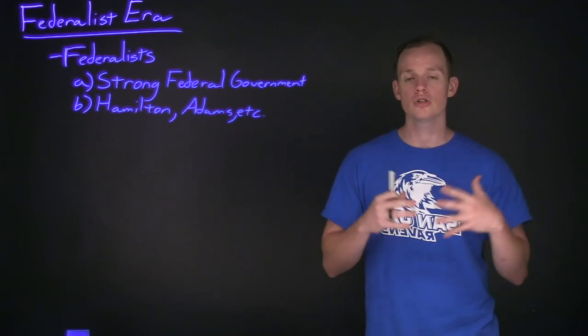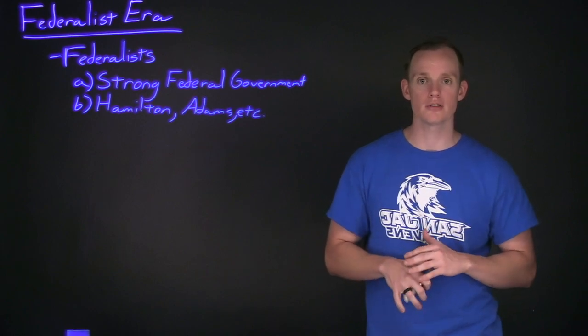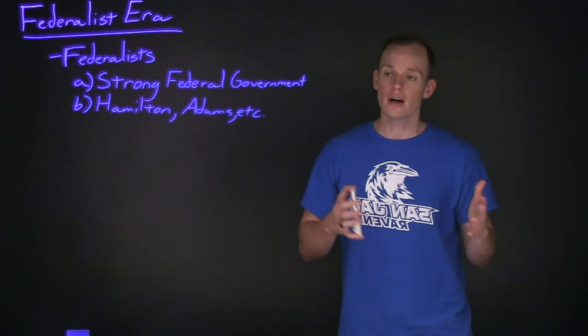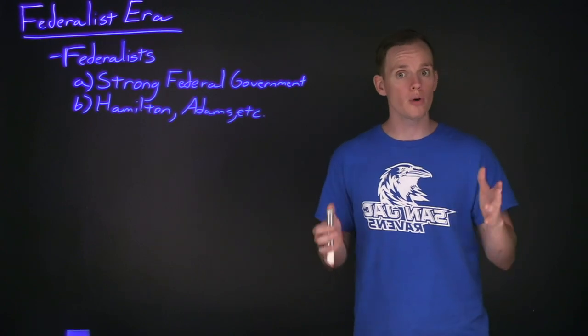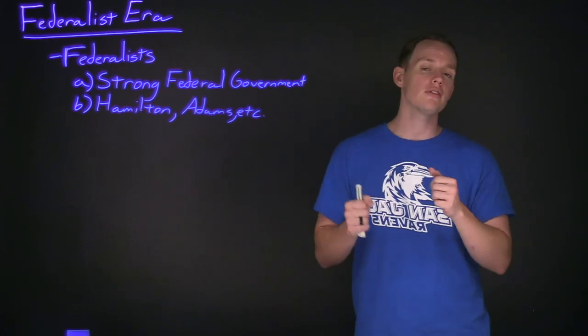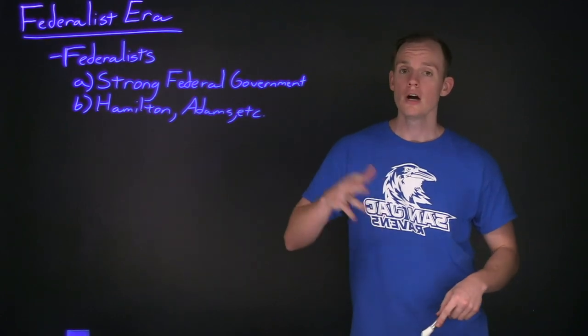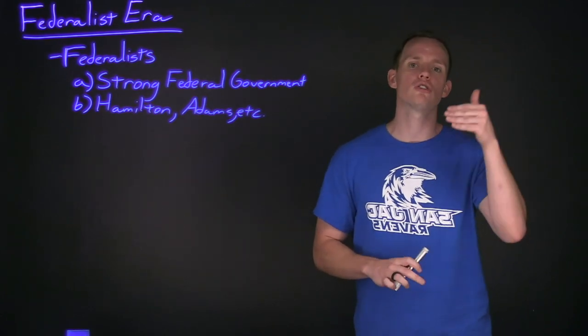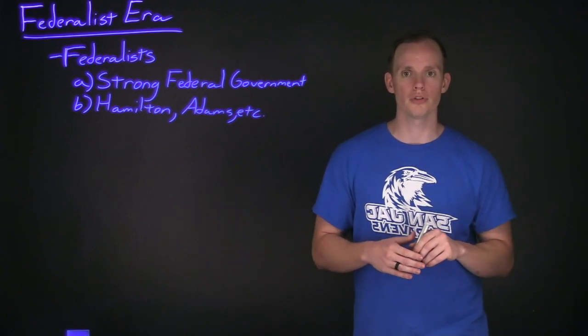the main two political factions that will emerge after the ratification of the Constitution. Because just like today, not everybody is going to agree on how the Constitution should be interpreted. Some will believe that the government should at times be able to bend what it says within the Constitution to push forth their policy, while another faction is going to believe that you should strictly follow the guidelines that are put forth in the Constitution.